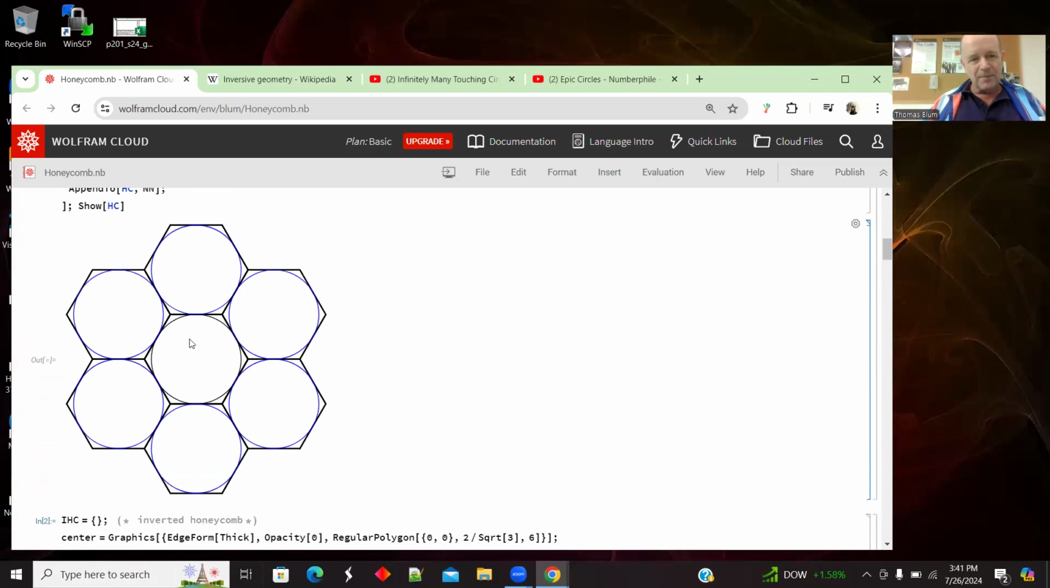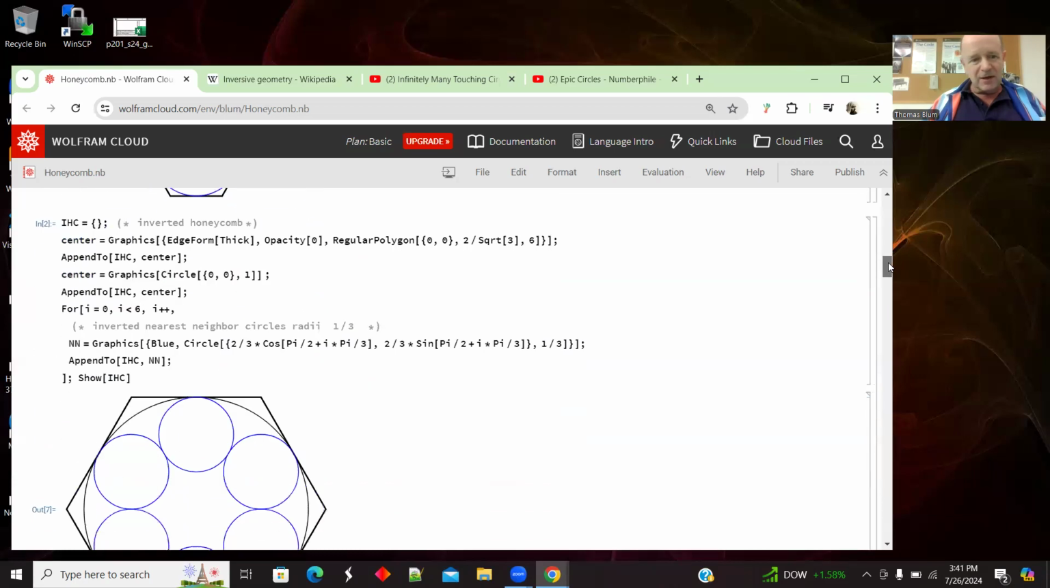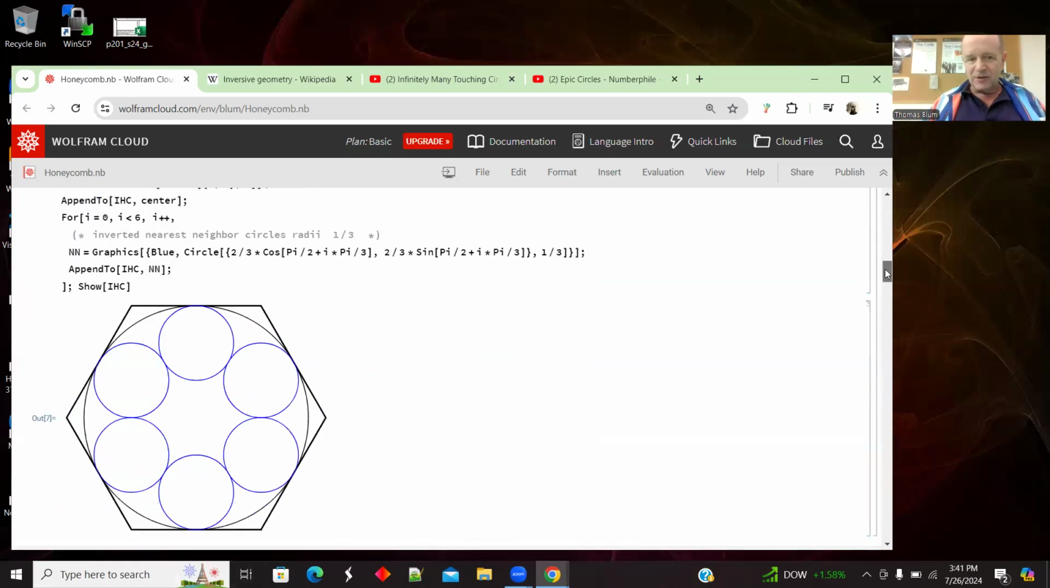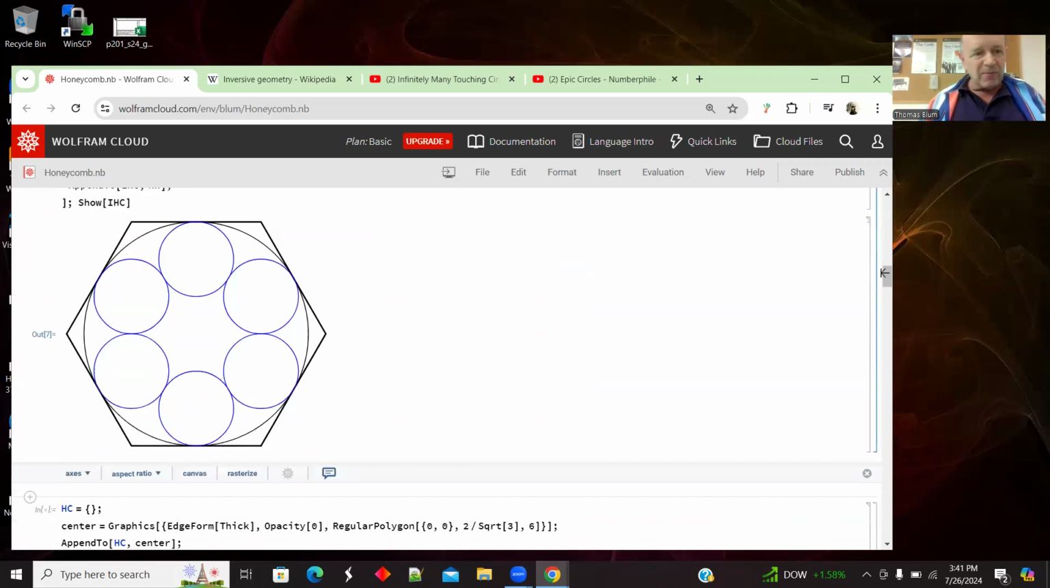So this circle is a unit circle, and this large black circle is a unit circle. It's just that Mathematica is changing the scale of the diagram for me. Okay, so that's the first set, the nearest neighbor inverted circles.